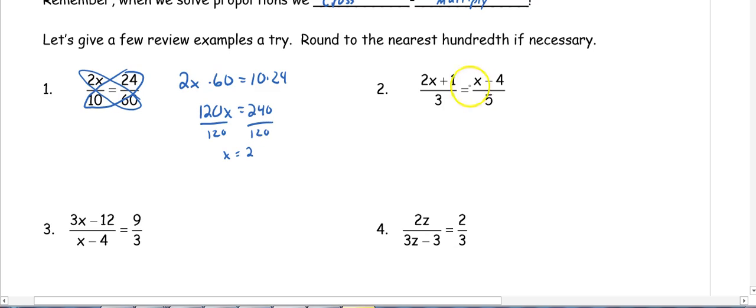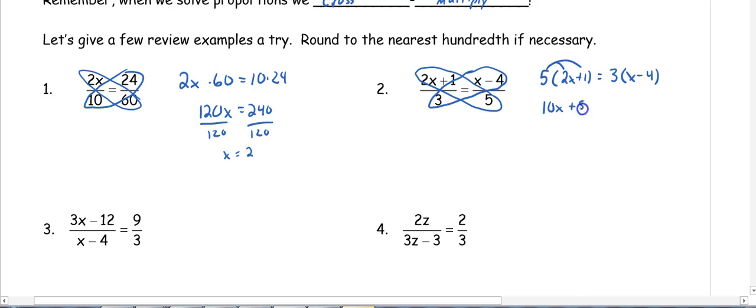In number 2, when I cross multiply, I have 5 times 2x plus 1. So I'm going to put parentheses around it so I remember to distribute. So we have 5 times (2x plus 1) equals, I'm going to do 3 times (x minus 4). So 3 parentheses x minus 4. We have to distribute into our parentheses, so we have 10x plus 5 equals 3x minus 12.